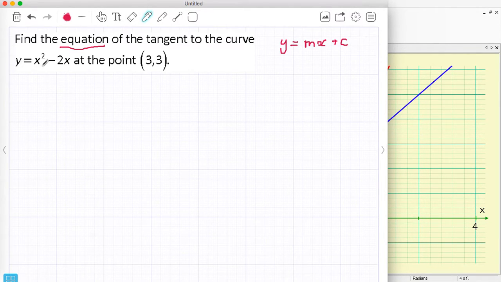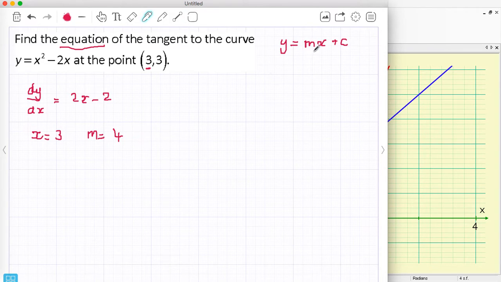First of all, I'm going to differentiate because I want to find the gradient. If I differentiate, I have the gradient function. So that'll give me 2x minus 2. Now, I want the gradient here at x equals 3. So I'll make x equal to 3. The gradient now will be 3 into here. 2 times 3 is 6, take away 2 is 4.